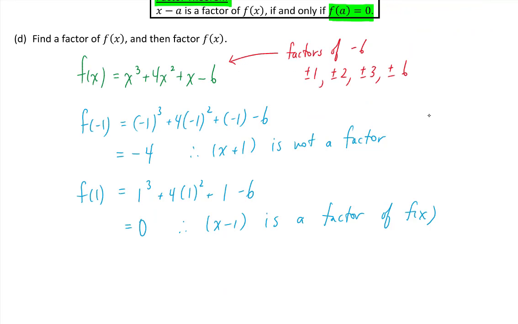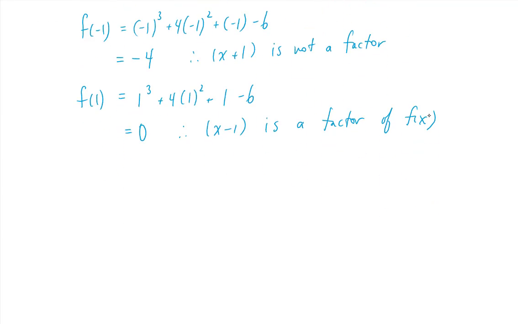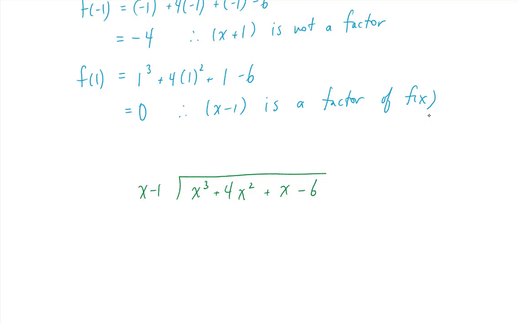So now that we know a factor of f of x, let's factor this function. So we're going to take x minus 1, and we're going to divide it by x cubed plus 4x squared plus x minus 6. So first off, let's get rid of the x cubed. So I'm going to multiply x minus 1 by x squared.